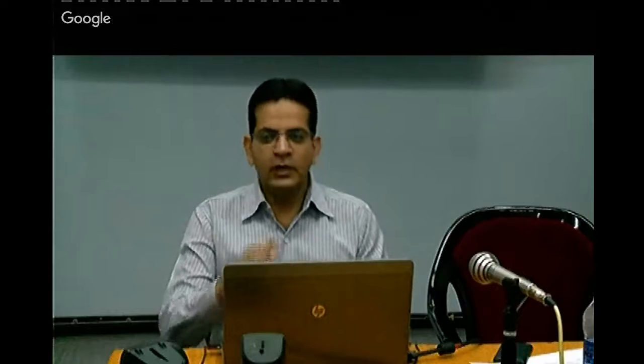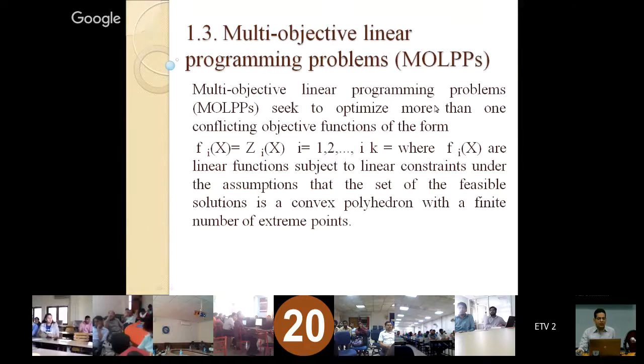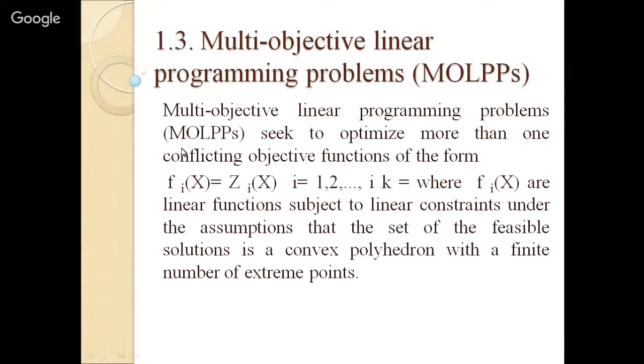So now we come to the multi-objective programming problems. A multi-objective linear programming problem seeks to optimize more than one conflicting objective function of the form. It is important that the objective functions must be conflicting, just opposite, and not of a similar type. If you write Z, first objective function is x1 plus x2, second objective function is 2x1 plus 2x2, then this is not a multiple objective programming problem.